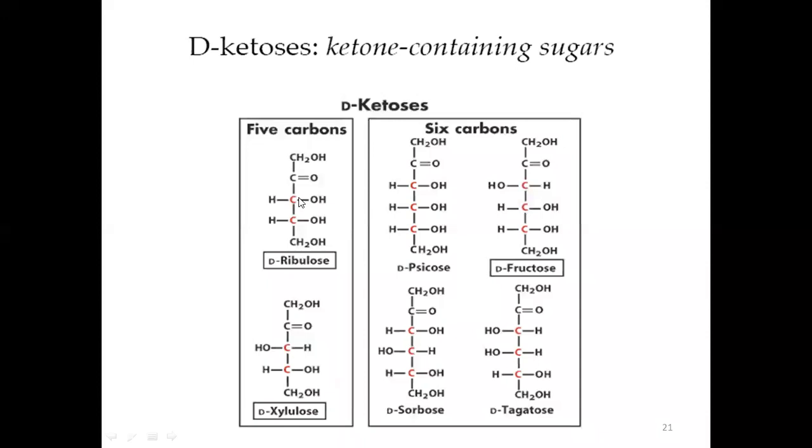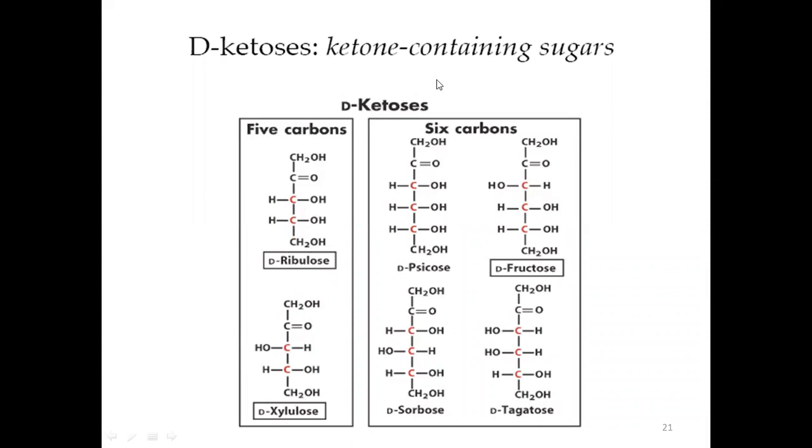Okay, so you have D-ribulose here. 1, 2, 3, 1, 2, 3, 4, 5. Okay. And the other one is 1, 3, 4, 5. So the OH on the right and the OH on the left here is a 5-carbon sugar.